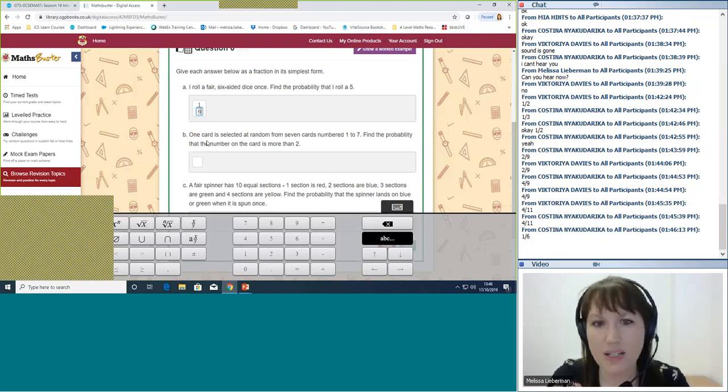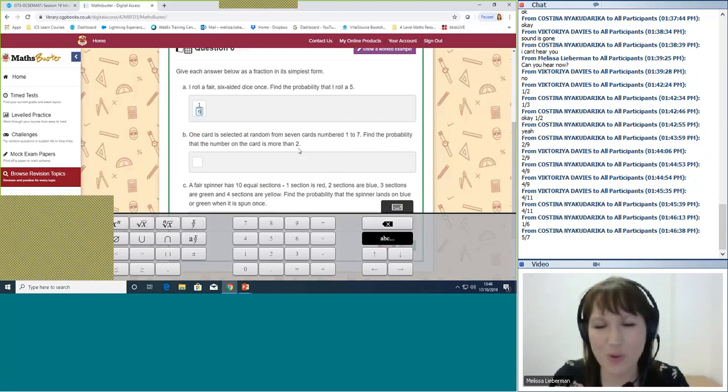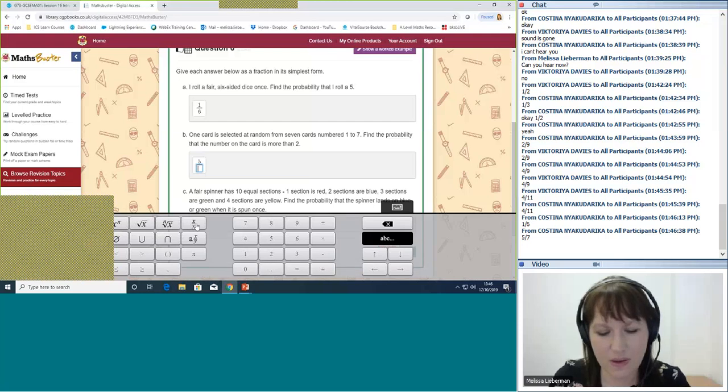How about part B? One card is selected randomly from 7 cards numbered 1 to 7. Find the probability that the number on the card is more than 2. So let's be a bit careful here. More than 2 doesn't include 2. So we've got 3, 4, 5, 6, 7. Don't worry about using your fingers. I use my fingers all the time. So there are 5 cards that are more than 2 out of 7 cards altogether. So it's going to be 5 over 7. 5 out of 7 together.